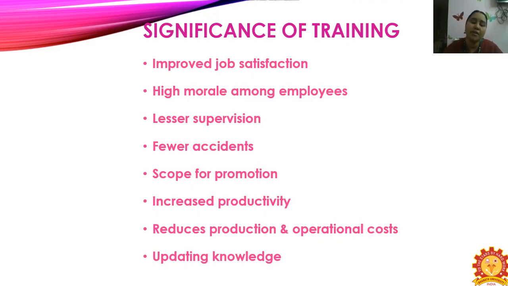Then the next point says that fewer accidents can take place because of training. Let us imagine an example of a manufacturing setup. Now if you see the blue collar employees, these blue collar employees may possess a lower level of literacy. They'll not know how to operate huge machineries or huge devices which require a good level of knowledge.